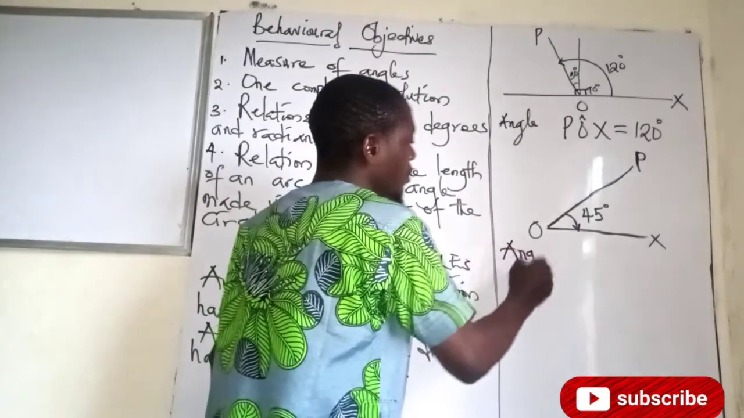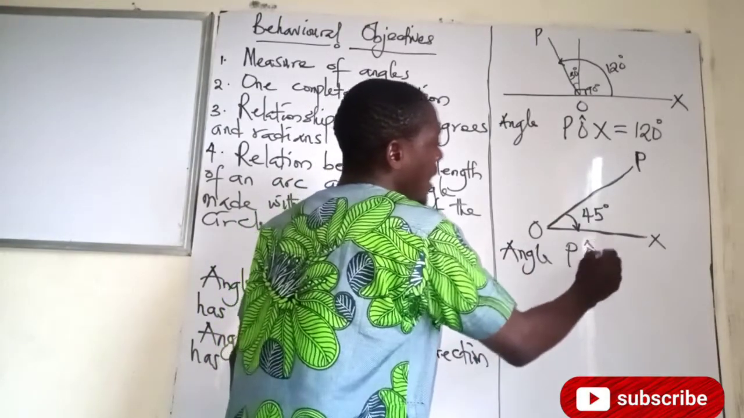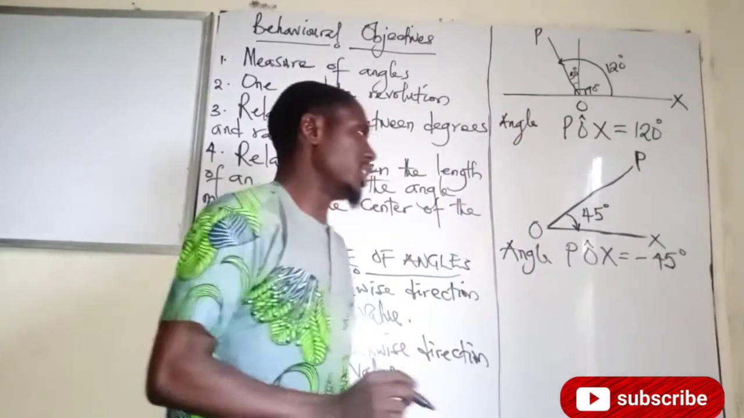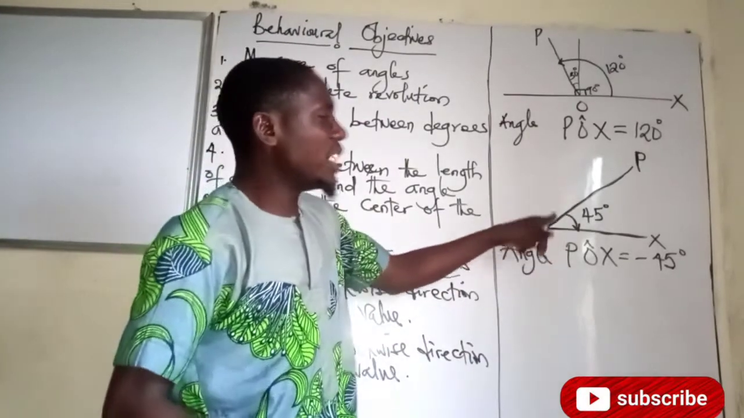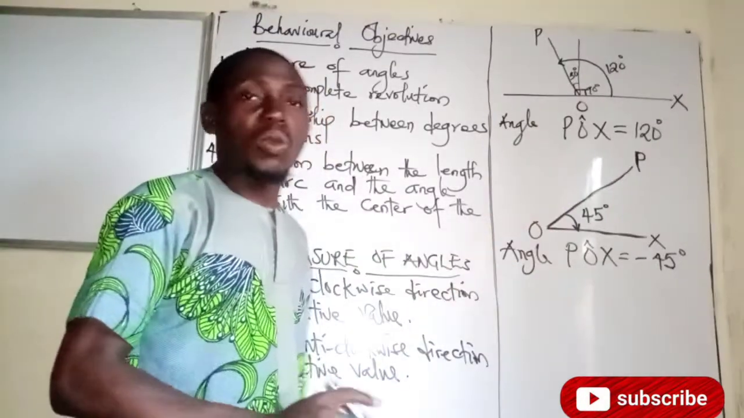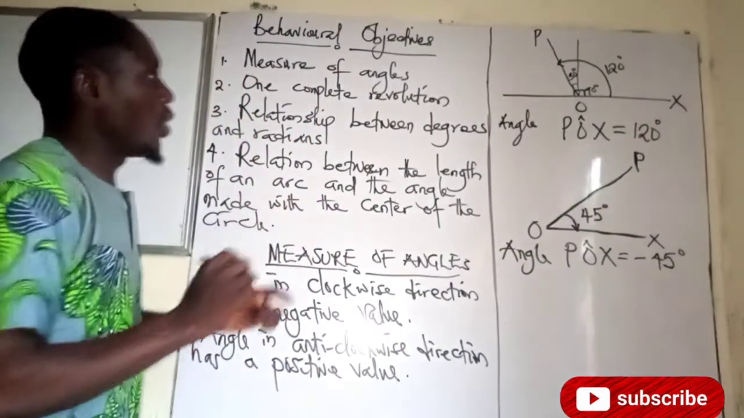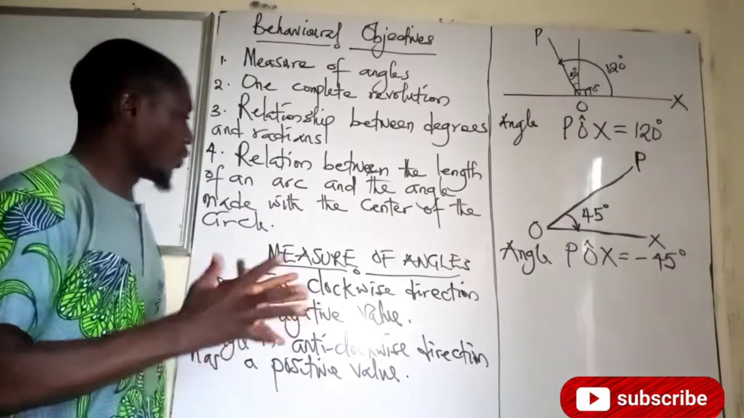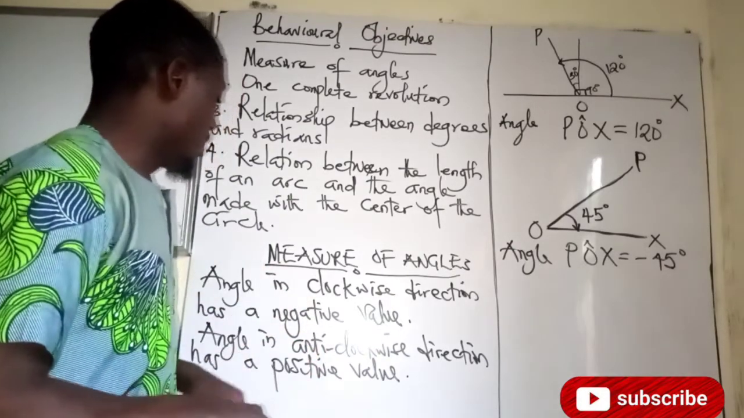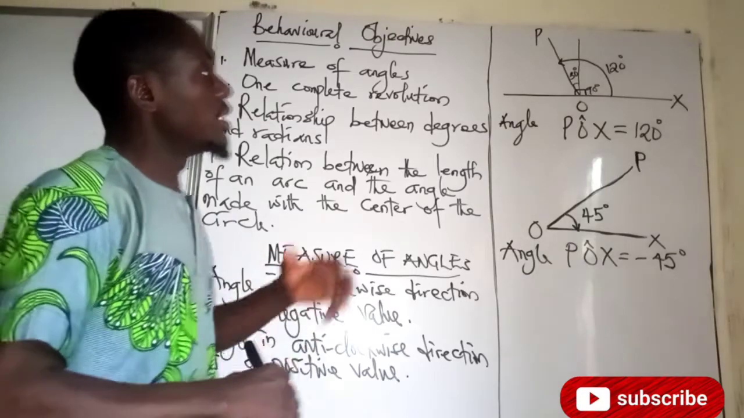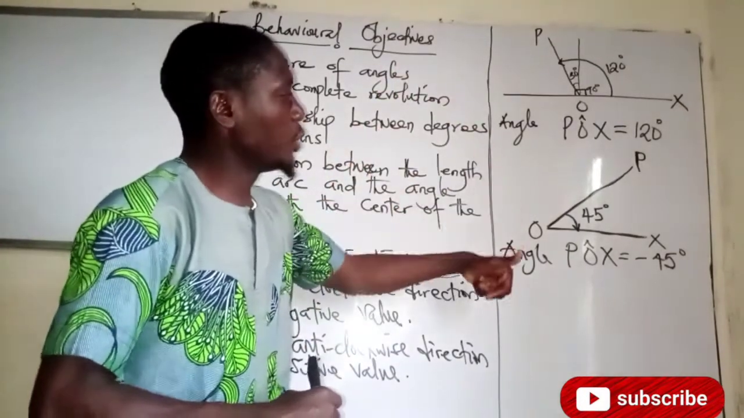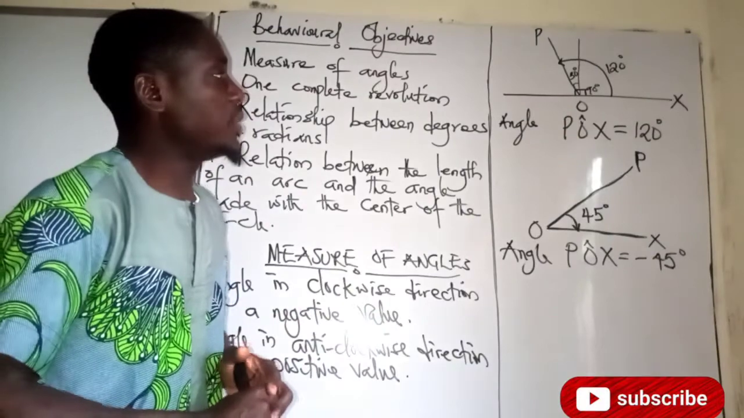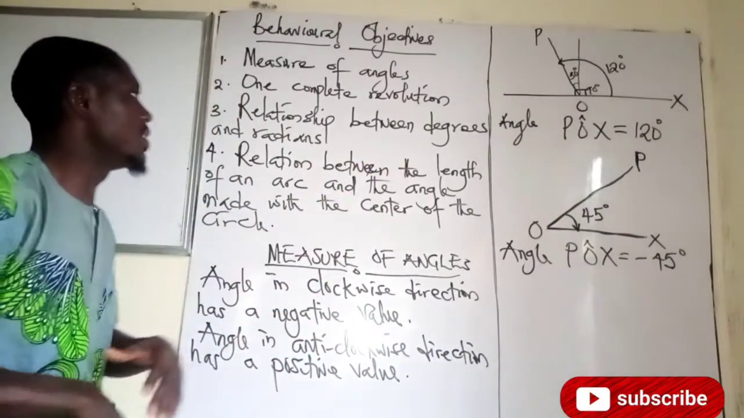So angle POX equals minus 45 degrees. The reason is not far-fetched, because the movement of the angle is in a clockwise direction. So that is what we will be discussing on the measure of angles. Angles, we can measure in terms of clockwise or anti-clockwise direction. If it is clockwise, it means the value of the angle will be negative. If it is anti-clockwise, definitely the value of the angle will be positive, as we can see on the board.